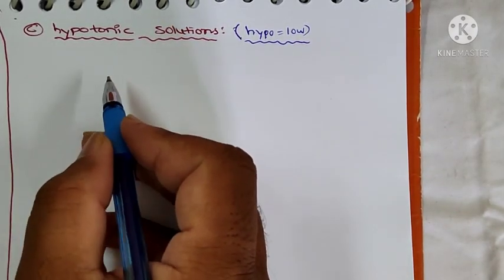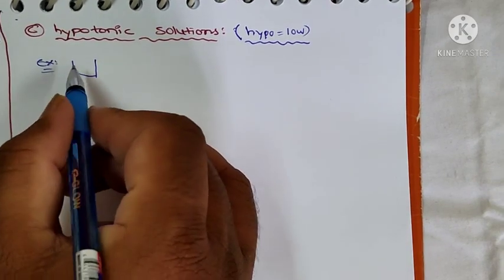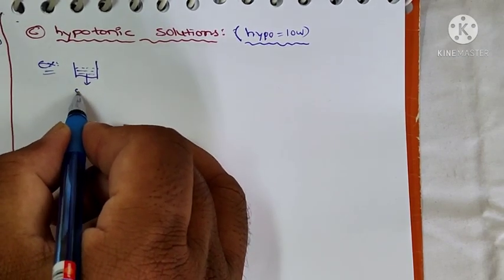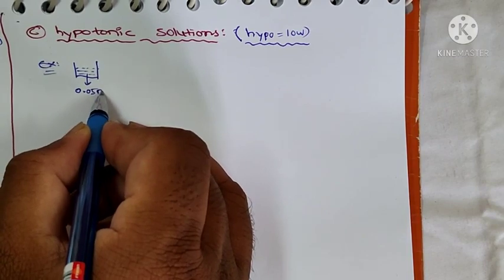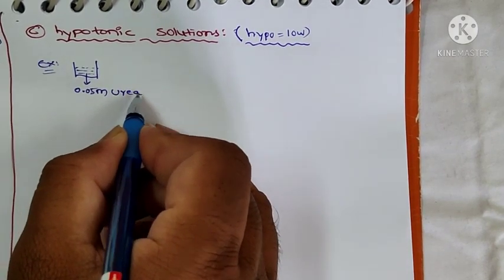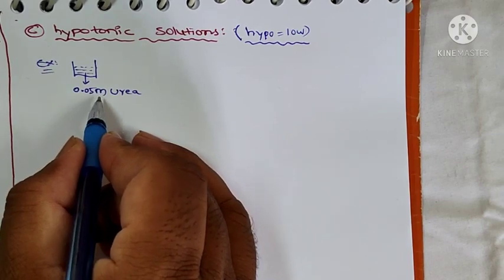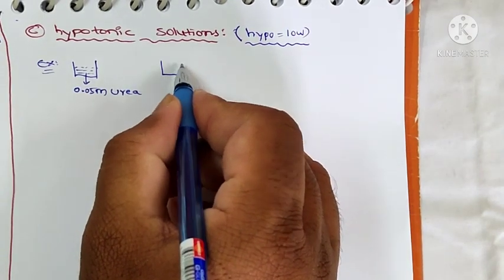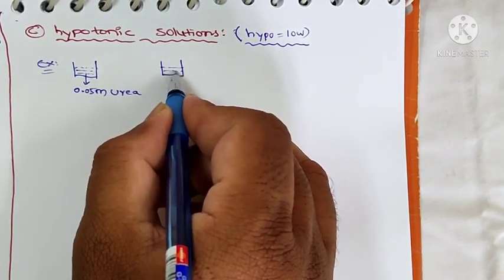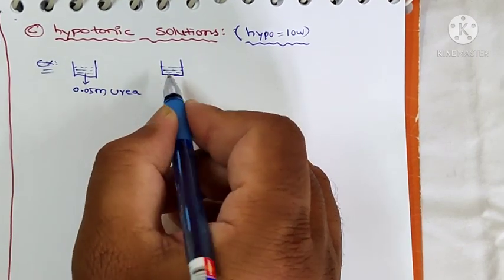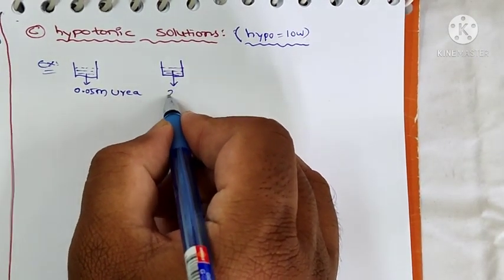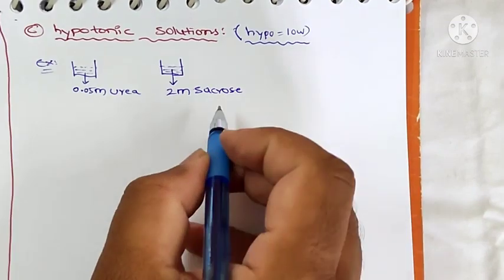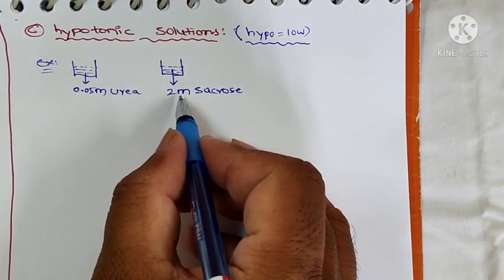Let me take one example. I'm taking one beaker. In that beaker, I'm taking 0.05 M urea. The urea concentration is 0.05 molar. And I'm taking another beaker. In that beaker, I'm taking another solution, 2 M sucrose. The sucrose concentration is 2 molar.